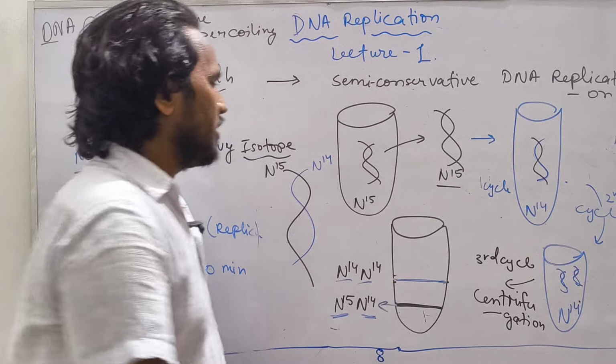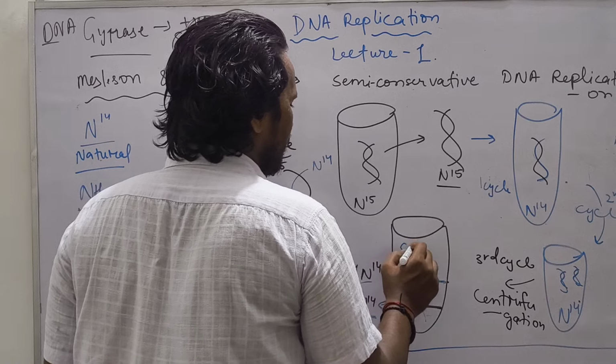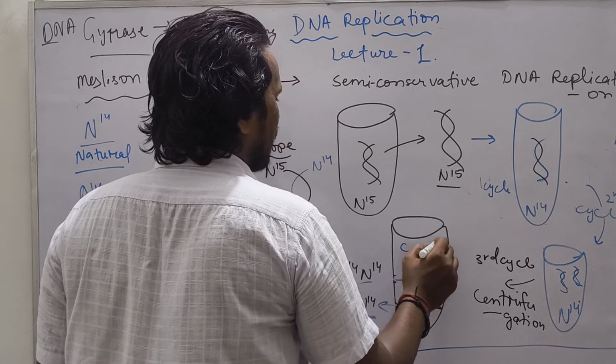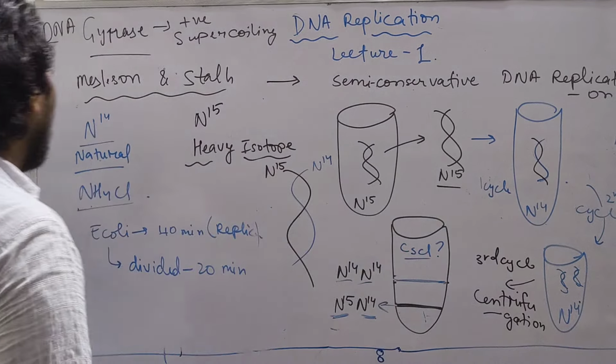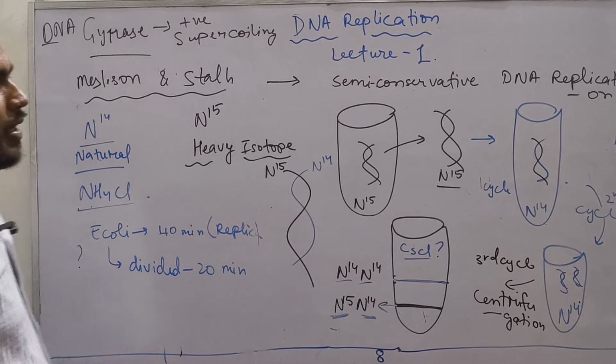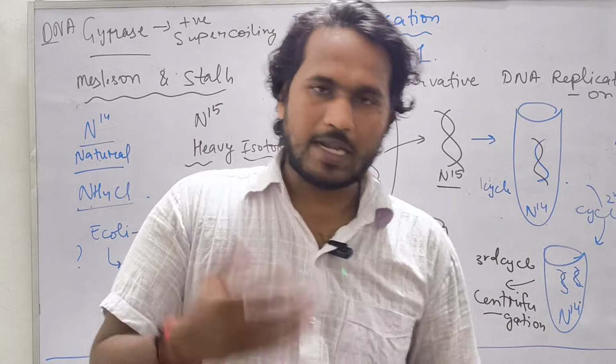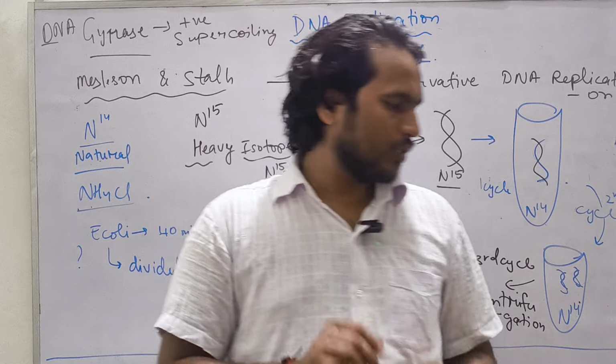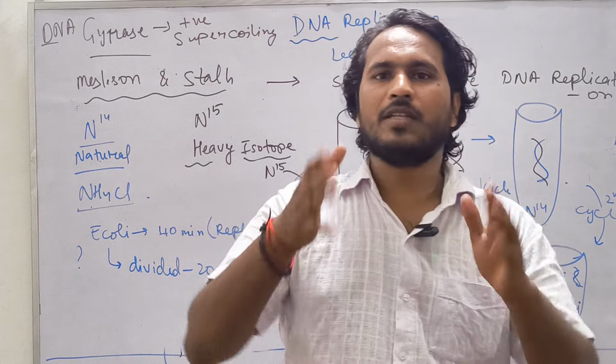Now why did they choose cesium chloride as a centrifugation material? This is the question. And how is it possible? These are the two questions. I need your interaction. Please do the comment and join our live classes, which is given in the description box link.